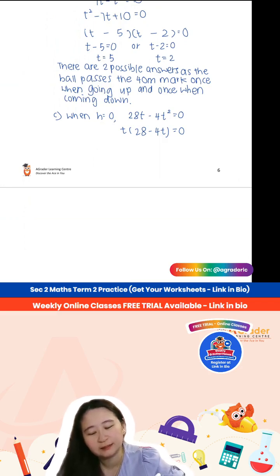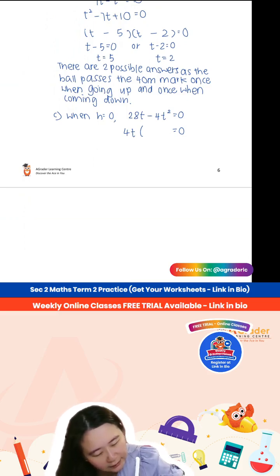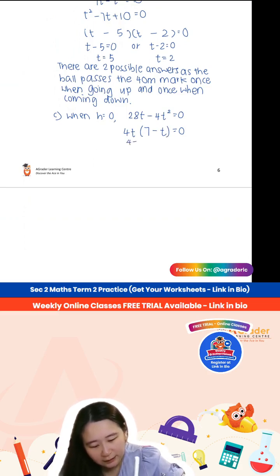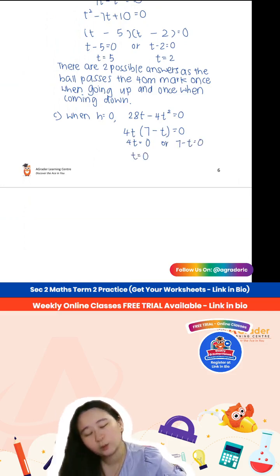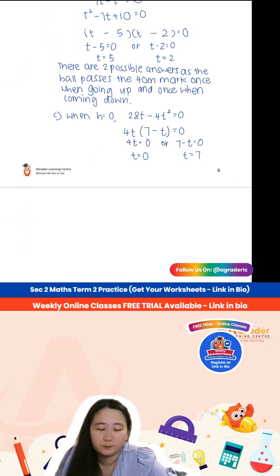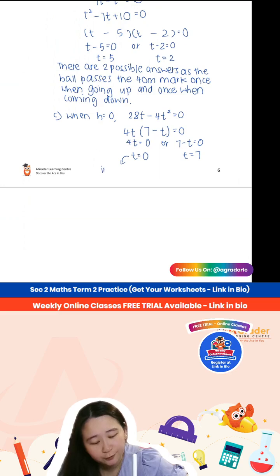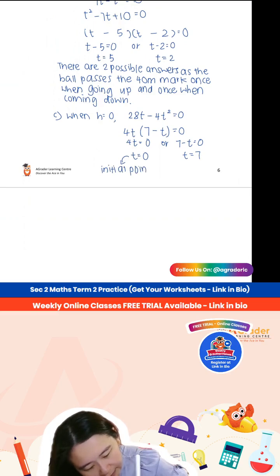You can also factorize out the 4. So you can factorize out 4t. Then you have 7 minus t. So either 4t equals 0 or 7 minus t equals 0. So when h is 0, definitely the first point will be the initial point when t equals 0, or when t equals 7 when it comes down. So it means it takes 7 seconds to reach the ground. So this is referring to the initial point.